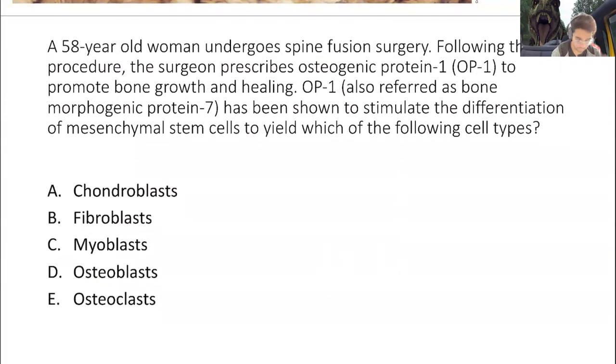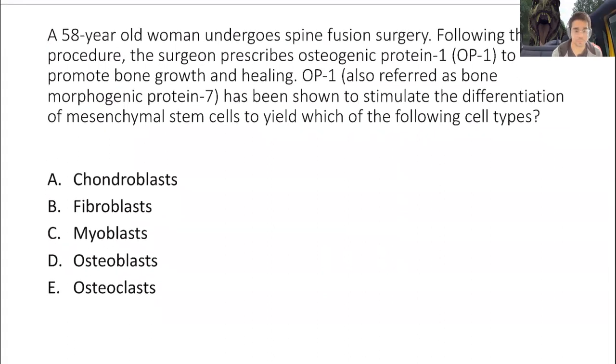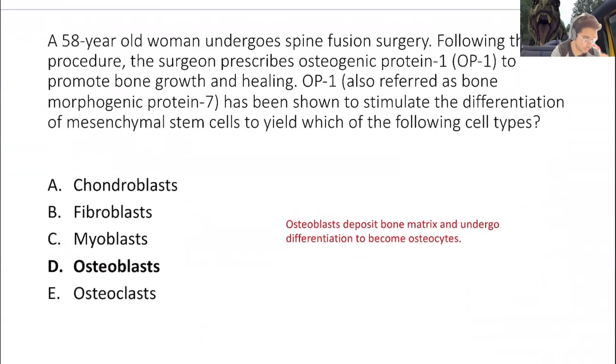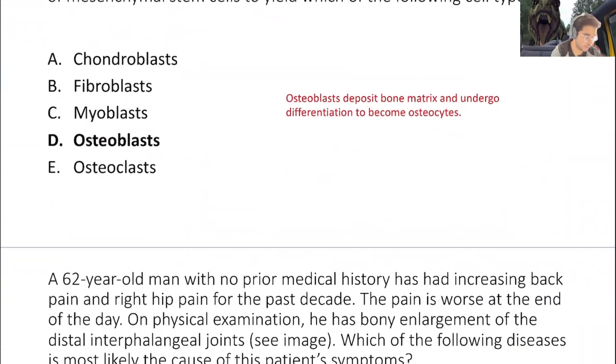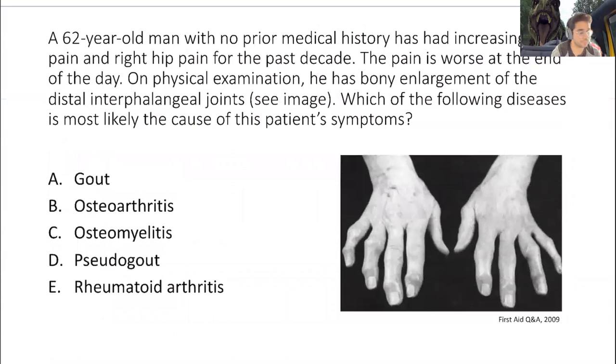Let's do this question. Yep, you guys are getting it exactly. These are osteoblasts. So remember, involved in bone matrix deposition, as well as differentiating eventually into osteocytes. Exactly, nicely done. You guys are killing it. Let's do this question.